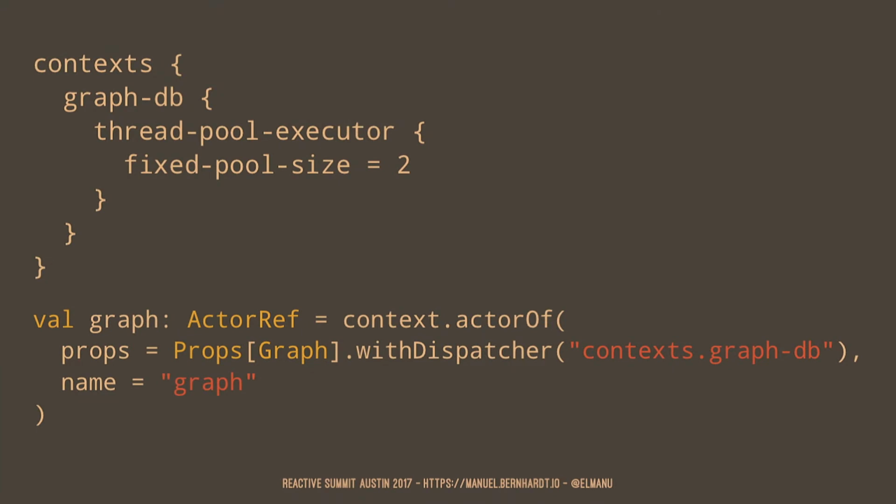Here is how that would look. You would define in configuration, for example, a thread pool executor that has a fixed pool size of 2 for your graph database, and when you're creating the actor that interacts with the graph database, you would limit the amount of threads it can use by configuring this custom dispatcher. Then you can be sure that it's not going to take over your world. If the calls to your graph database are blocking, you can't have everything blocked just because of that one dispatcher, this one blocking code.